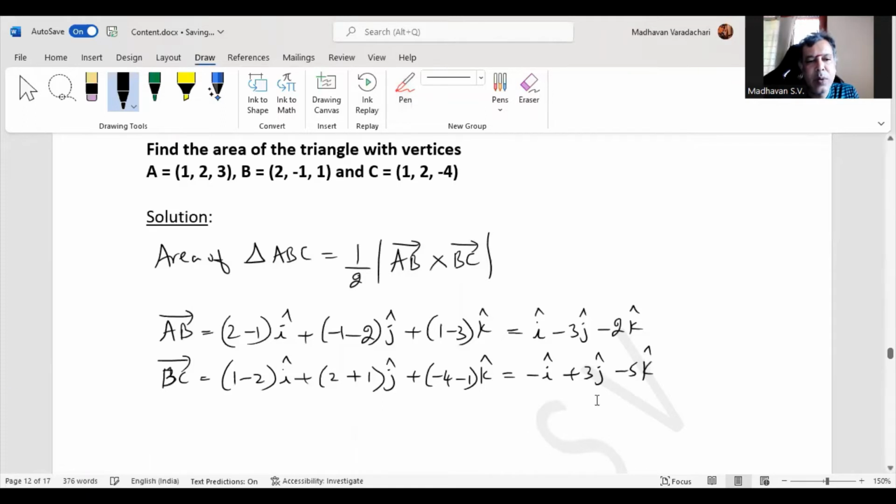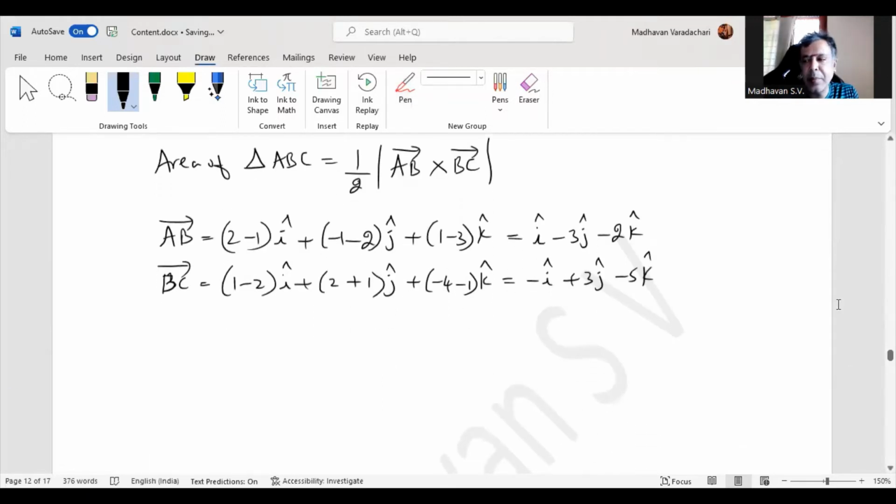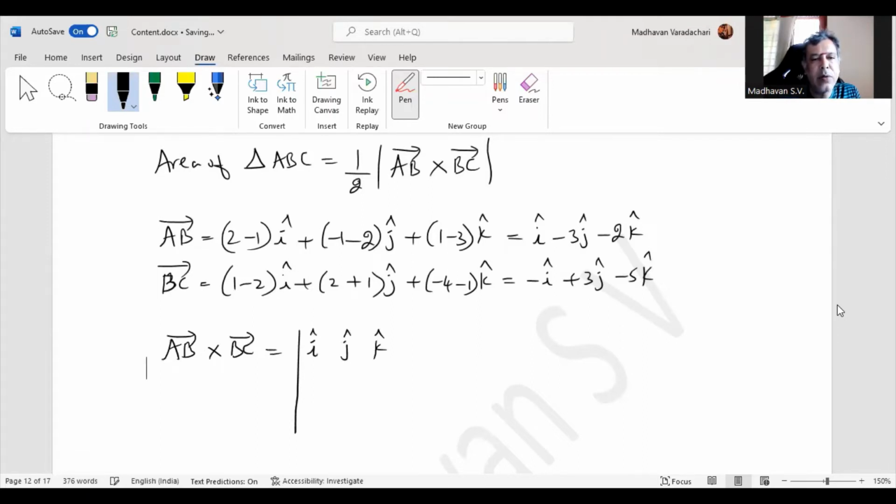So we now have vector AB and vector BC. Now let us find the cross product of vector AB and vector BC, which will be the determinant of: the first row I cap, J cap and K cap. The second row will have the coefficients of vector AB, which are 1, -3, -2. The third row will have the coefficients of vector BC, which are -1, 3, -5.